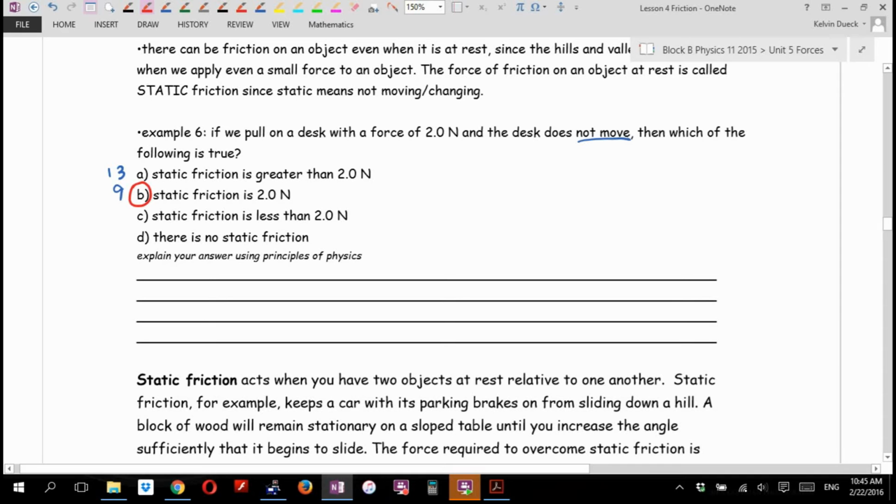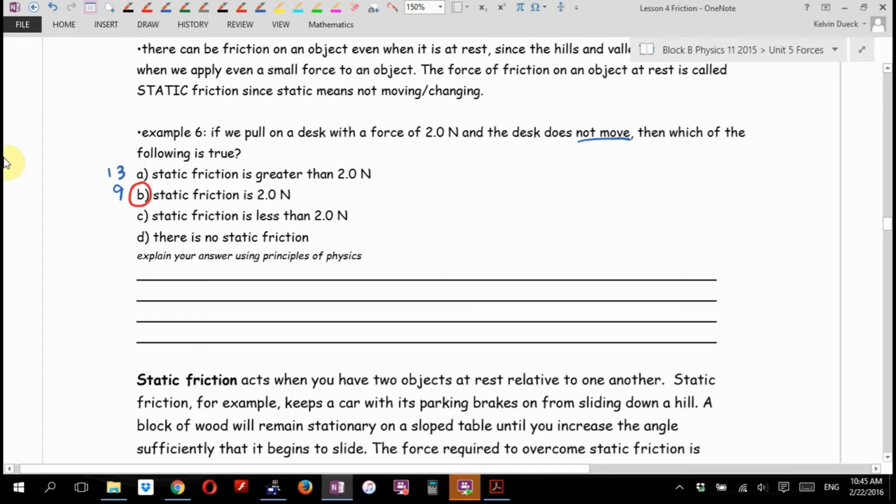If static friction was greater, if I'm pulling with 2, but static friction is 5, what must this desk do? It's got to be accelerating that way. Okay. Friction is as big as it needs to be until it reaches its maximum.